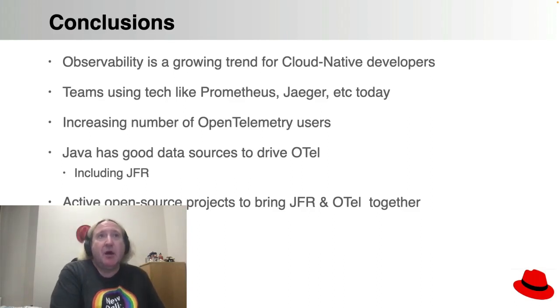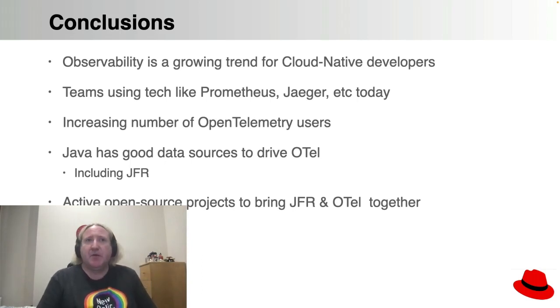In conclusion, observability is a growing trend for cloud-native developers. There are still plenty of people using things like Prometheus and Jaeger today. OpenTelemetry is coming. It is quite staggering how quickly it is growing and how many new developers are onboarding to it. Java has great data sources which could be used to drive OpenTelemetry, including technology like Java agents and JFR. And there is active open source work to bring these two strands together.